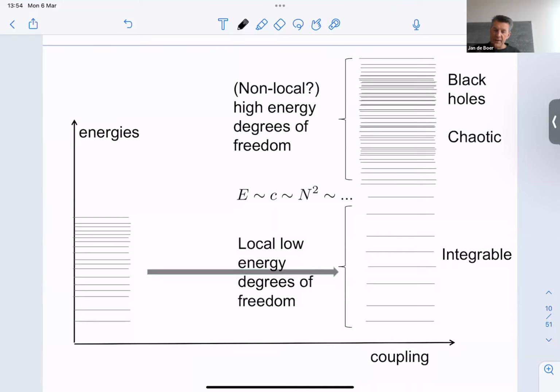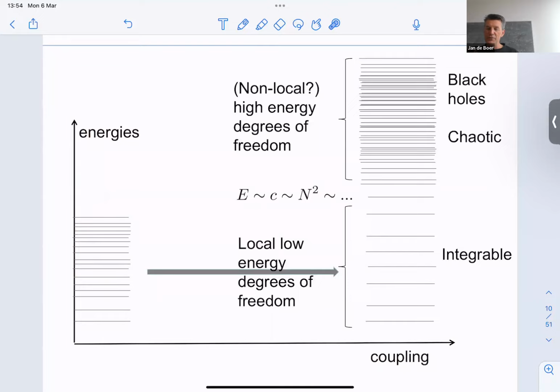So my favorite, I sometimes show this cartoon of the spectrum of a typical CFT that appears in AdS/CFT, where on the left axis we see the energies. On the horizontal axis is somehow the coupling constant of the theory. At weak coupling, the energy is evenly spaced, regular and well-behaved, and this is almost an integrable theory.